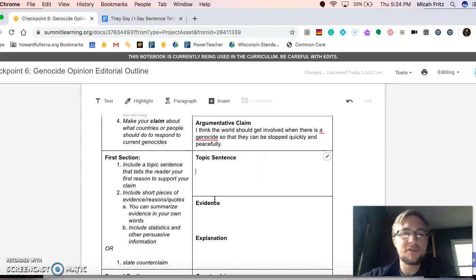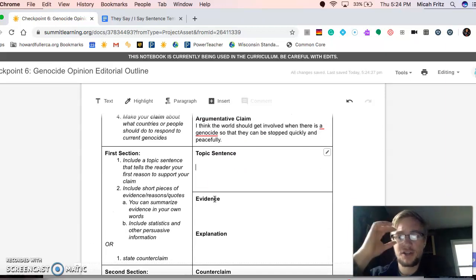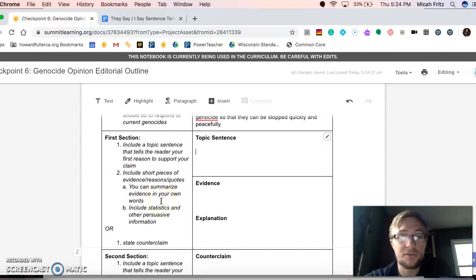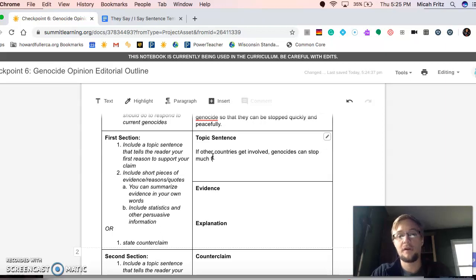Okay. In my first section now, the first section is going to be where you're starting to explain your argumentative claim. Topic sentence that tells the reader your first reason to support your claim, and includes short pieces of evidence, reasons, and quotes. So this is going to be information from your other checkpoints. So let's say if I wanted to use the Rwandan genocide as an example, some of you researched that in checkpoint 5, I would say something like, if other countries get involved, genocides can stop much faster.